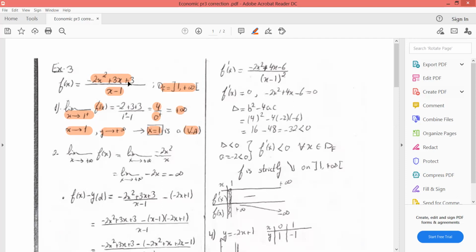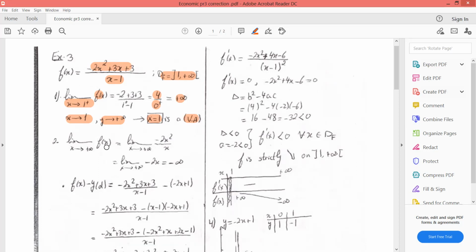Any questions about this one? No. About the vertical asymptote? Now we are going to calculate the limit as x tends to plus infinity. Don't forget that the limit at infinity equals the limit of the highest power of the numerator over the highest power of the denominator. So -2x² over x, we simplify, -2x equals minus infinity.